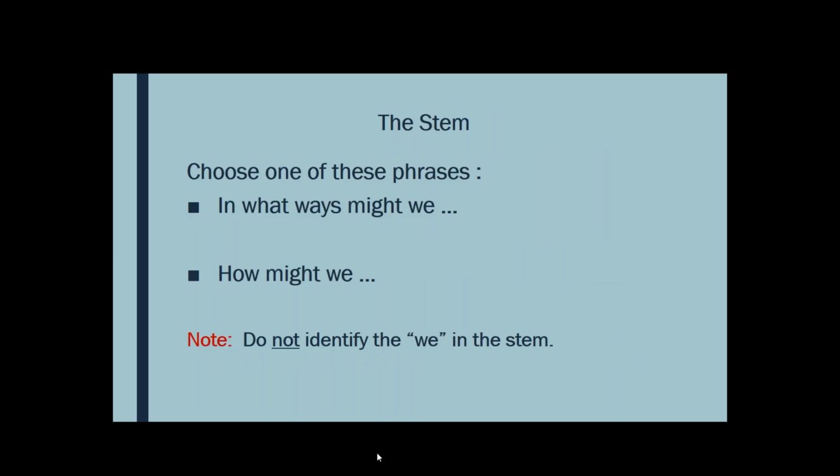As I said, there are 2 stems. You can use either one. Most teams like the short one, especially when it comes to being timed, but it's up to the team to choose that. The one thing I want to point out is you do not identify the we. We do not mean the team, not the 5th graders, not the sophomores in high school. We're talking about a general we. It could be those students as well as the community or the government, other organizations. We want to open that up as broadly as we can for solutions.